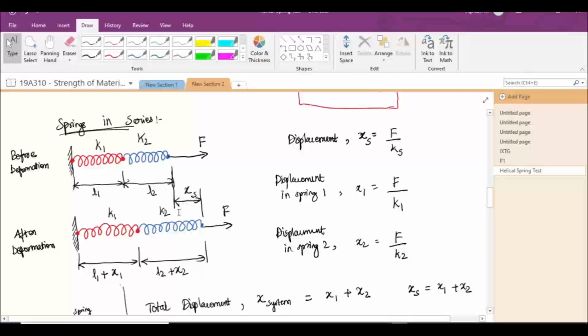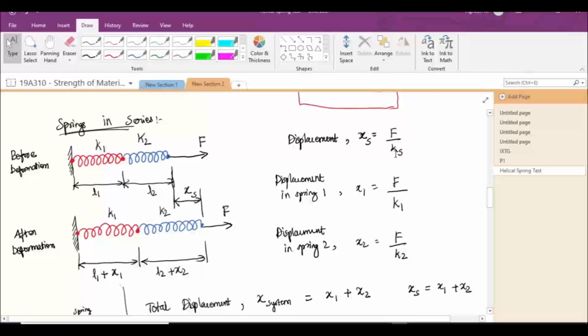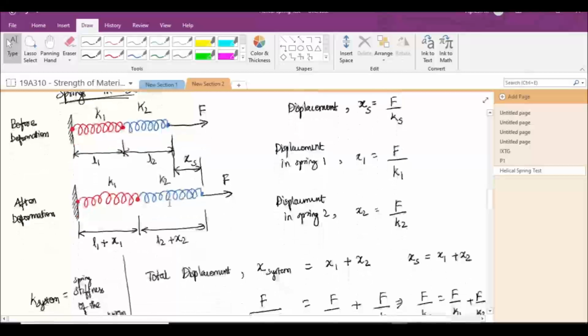Now, though the springs each have an individual stiffness, for the entire system I can consider a single stiffness, called K system or stiffness of the system, Ks. So Ks represents the stiffness of the entire system. I need to find the stiffness of the entire system for this applied force, and also the displacement of the entire system, the displacement of the first spring and the displacement of the second spring.